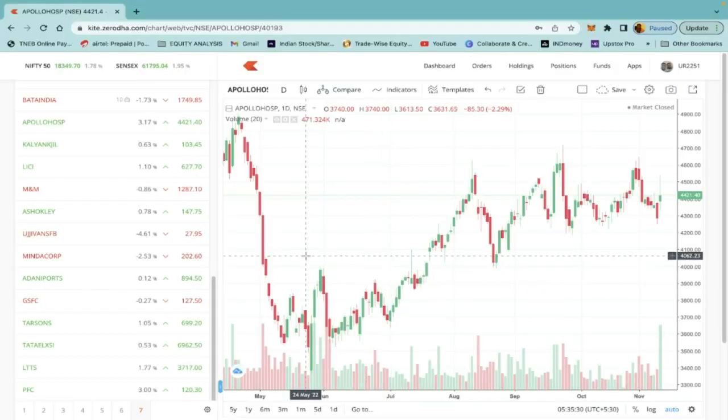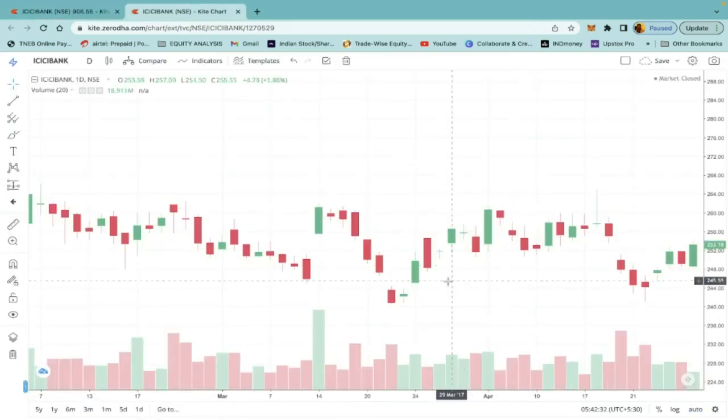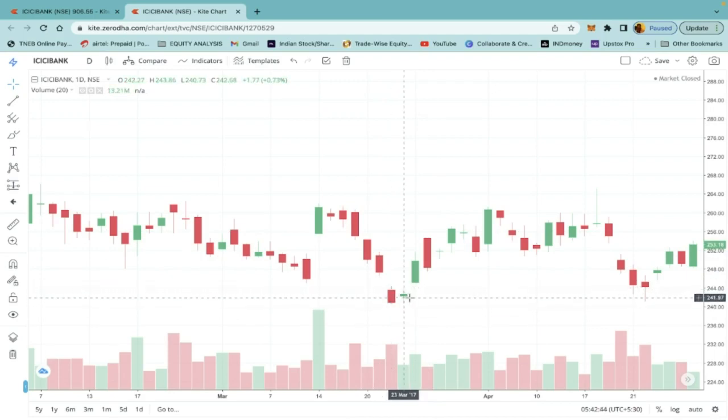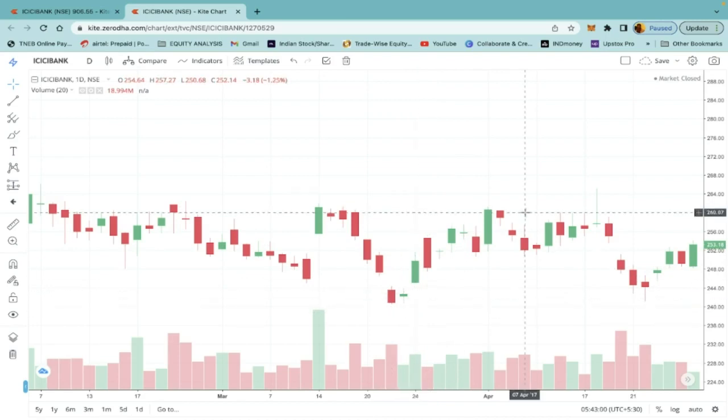Now let's try to identify some of the Harami patterns in the live chart. Let's see some of the banking stocks, say ICICI Bank. Here you can see a perfect Harami pattern wherein the downtrend continues, and the last candle, that is P1, is a bearish candle, and the next candle forms a bullish candle inside the bearish candle. So it forms a Harami pattern. The next candle will be green and it will continue the upward momentum. So both risk takers as well as risk averse traders will be profitable in this trade.